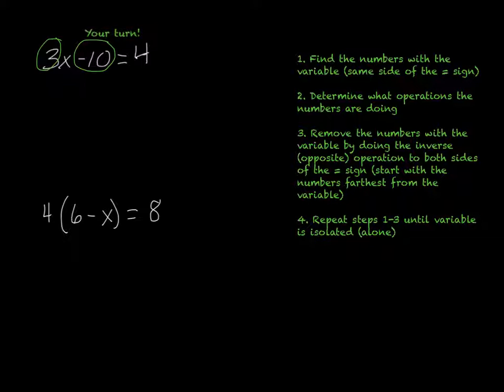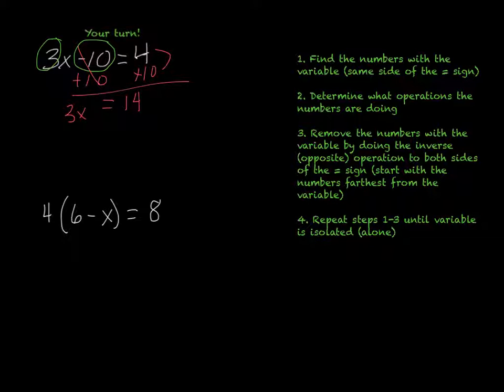So step 3 is we're going to remove the numbers with the variable by doing the inverse or opposite operation to both sides of the equal sign. We're going to start with the number farthest from the variable. So our number farthest from the variable in this case is -10. Since it's subtracting, we're going to add 10, and we're adding it to both sides of the equal sign. It's going to cancel over here. We're going to drop our 3x. We're going to drop our equal sign. 10 plus 4 is 14.